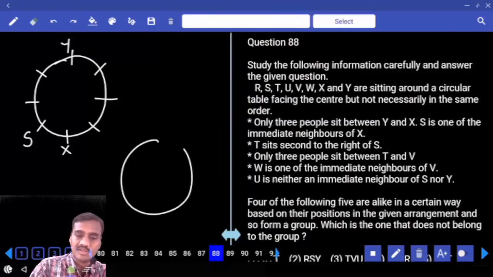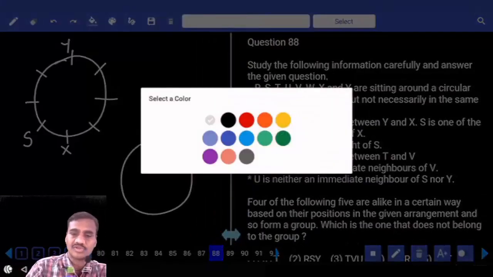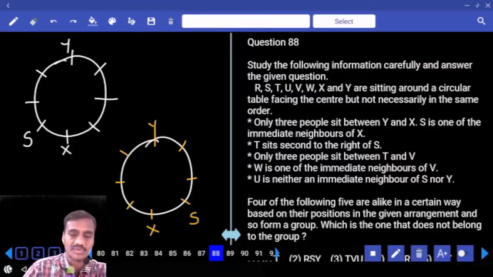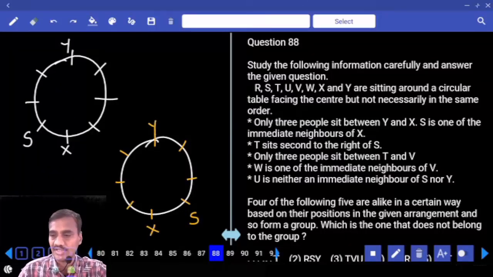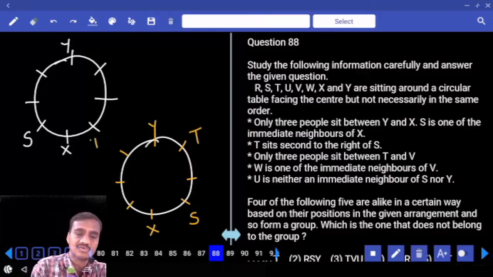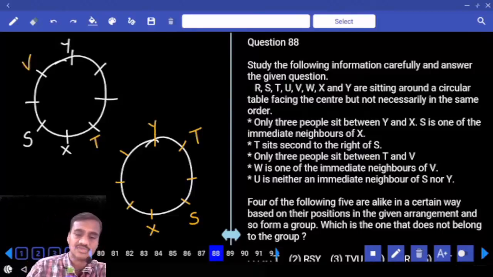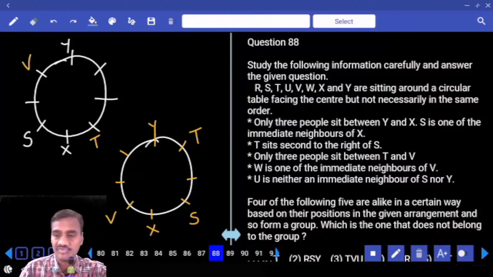Then again, coming to this one, S is one of the immediate neighbors of X. 1, 2, 3, 4, 5, 6, 7, 8. Now X is here, Y is here, S is an immediate neighbor of X. T sits second to the right of S, T is here. Now T sits second to the right of S. And 3 people between T and V, V is here.